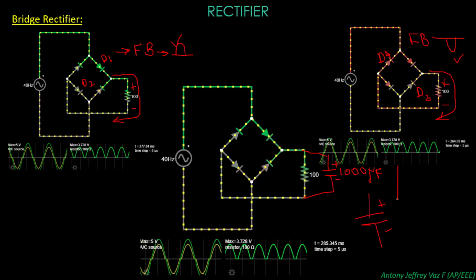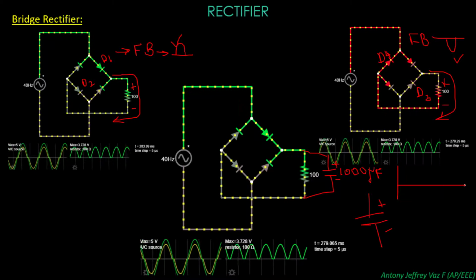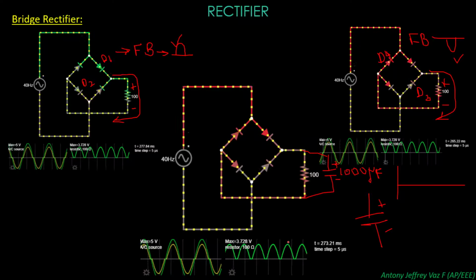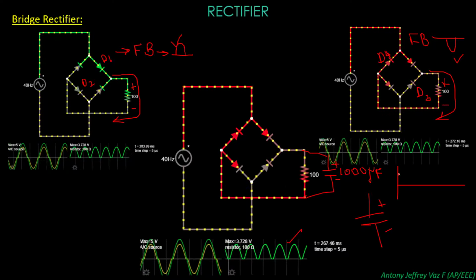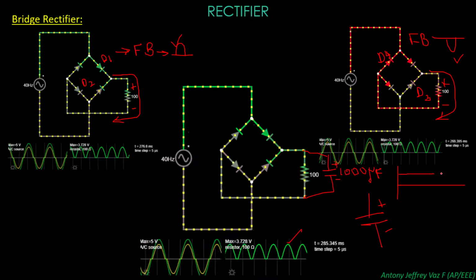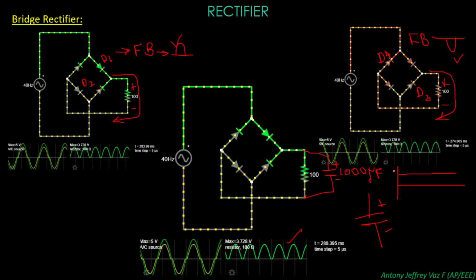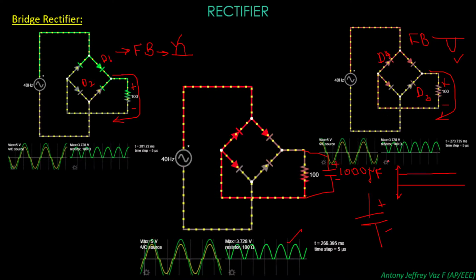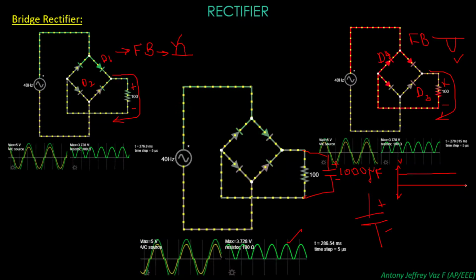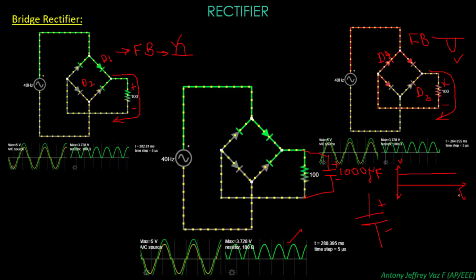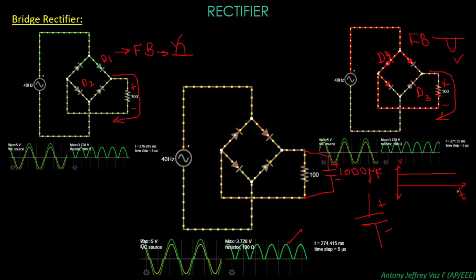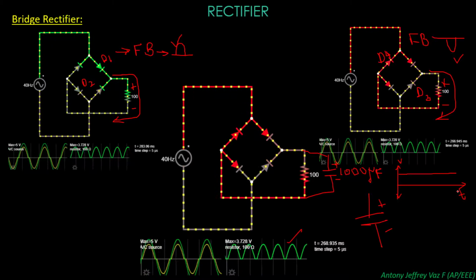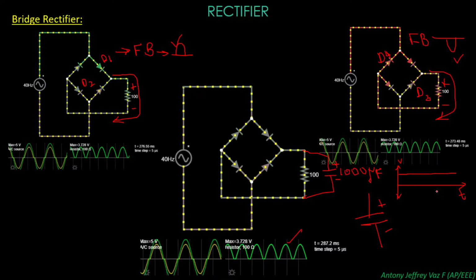What happens is the graph of the output which you are seeing here will be converted into a straight wave due to the capacitance which is present here. This is the voltage and this is the time period. So this is the complete concept of rectifiers, okay.